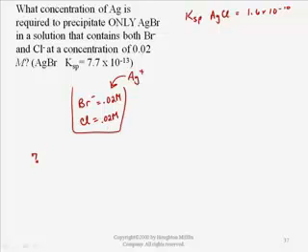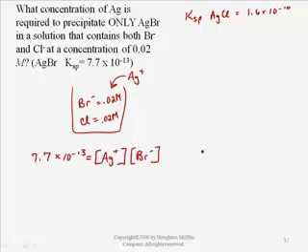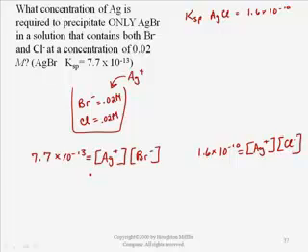So I have 7 times 10 to the minus 13. That's the Ag plus and the Br minus. And I'm going to go ahead and put this one over here too: 1.6 times 10 to the minus 10. That is the Ag plus, and so there's the silver chloride. Okay, so the silver, I don't know what that is, but I do know that my bromide is 0.02 molar.